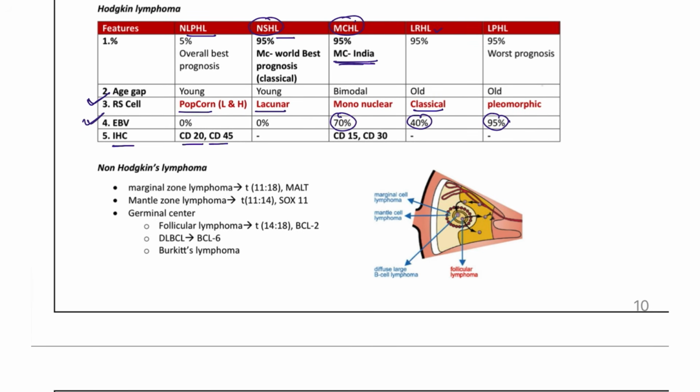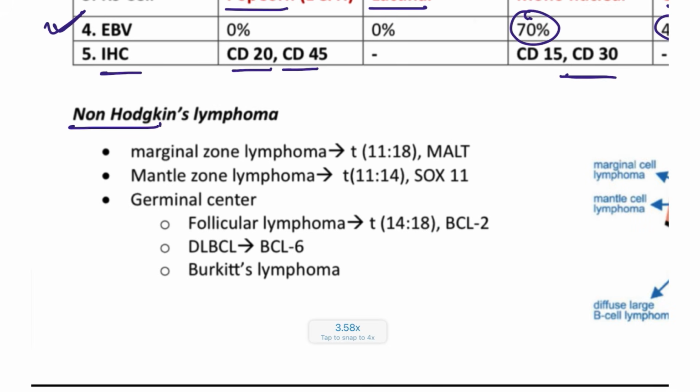CD20 and CD45 are for the overall best prognosis type, that is the NLPHL, and CD15 and CD30 are for the MCHL. Next, non-Hodgkin lymphomas. At least you have to remember these chromosome numbers and translocations: marginal zone is t(11;18), mantle zone is t(11;14), follicular is t(14;18), and DLBCL is BCL6.